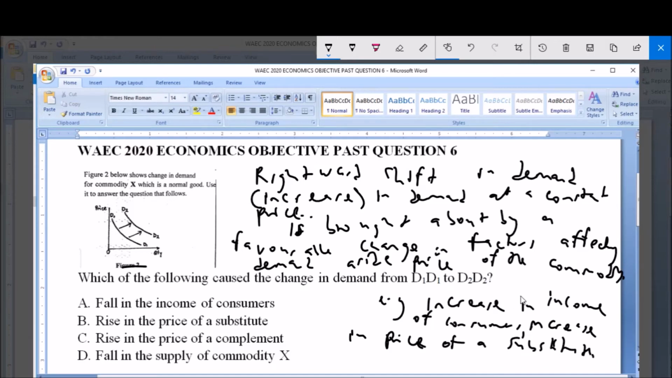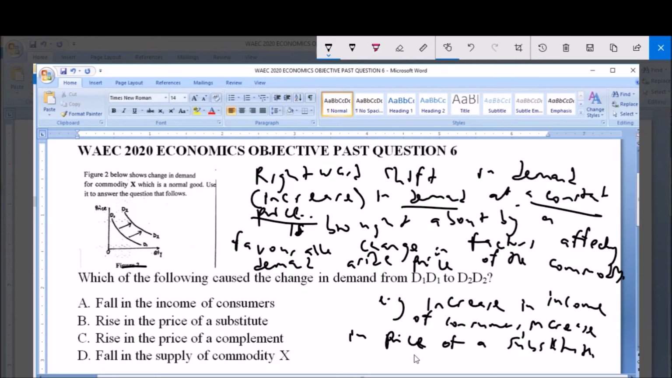Now, an increase in income of consumers will increase the demand for this commodity because the consumers now have the purchasing power irrespective of the price. Like I said, the diagram represents this change in demand at constant price. So the price has not changed, okay? But because the income of the consumer has increased, they can now purchase this product. So the demand for it will increase.